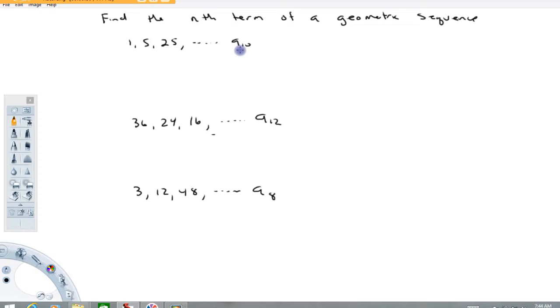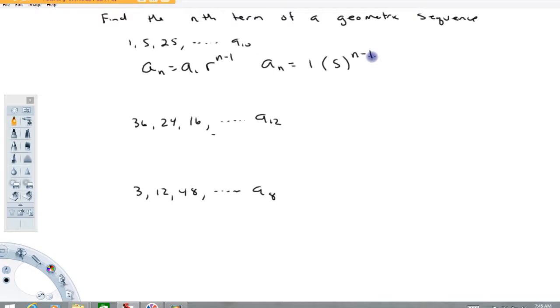So remember that geometric sequences look like this, where a sub n is equal to some a1 value times r to the n minus 1. The a1 is pretty easy to pick off. Here it's 1. The r value you get by asking what we did from here to here. That's times 5. From here to here, that's times 5. So in this case, r is equal to 5. So I'm going to rewrite this: a sub n equals a1, which is 1, times 5 to the n minus 1.